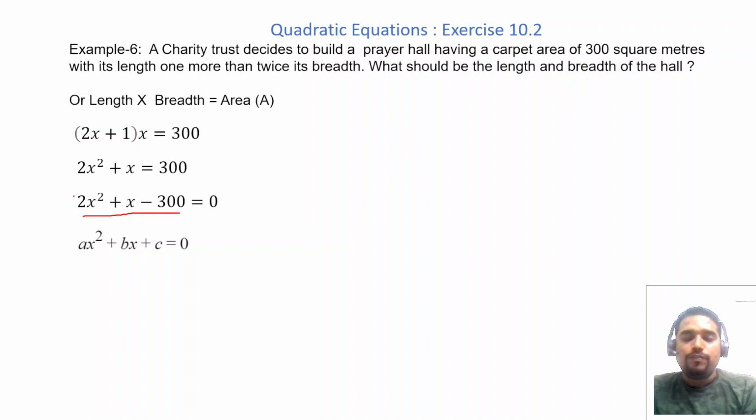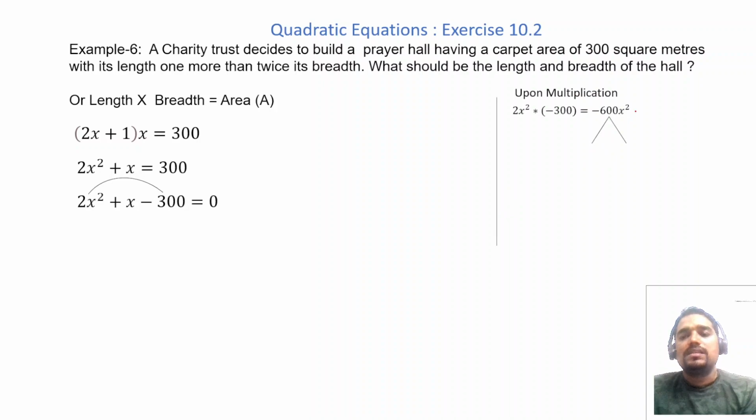Once it is in the standard form, multiply the first and last term, that is 2x square and minus 300. If there is no sign, it means it is plus 2x square multiplied by minus 300, which means it is minus 600 x square. So how did we get this minus 600 x square upon multiplication?